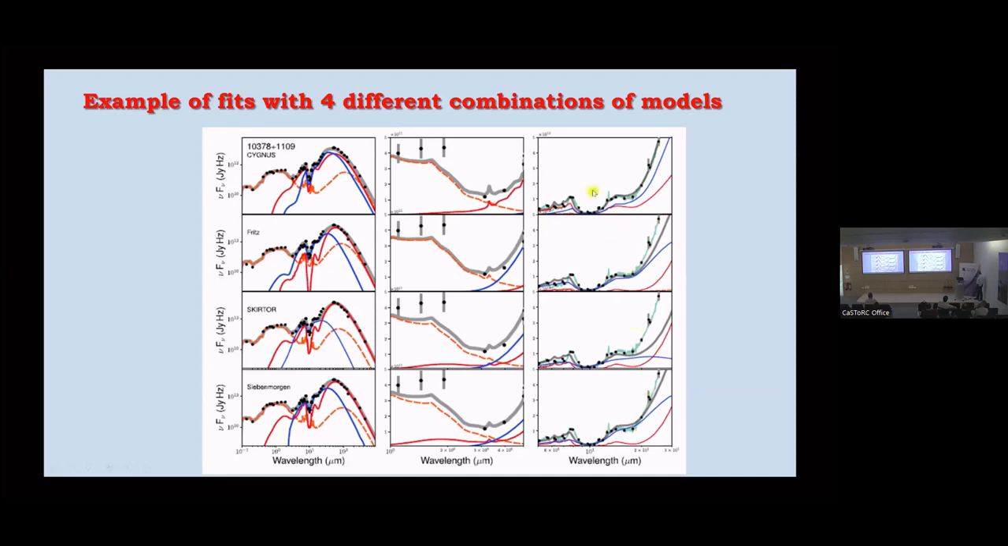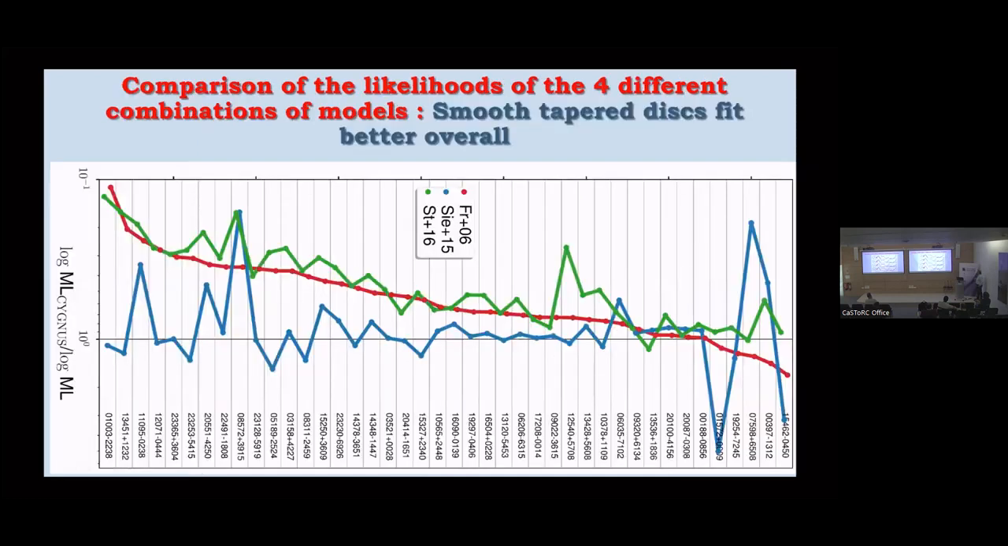As you can see, the Cygnus model tends to perform better. So in this way, we can constrain the properties of this obscure torus in AGN. Something, as I said, we cannot observe directly, but by an analysis like this, we can infer its properties. There's a comparison of the likelihoods of the 4 different combinations of models.